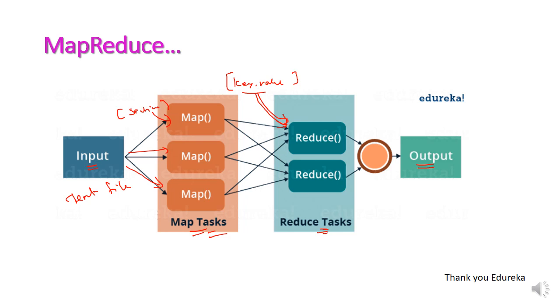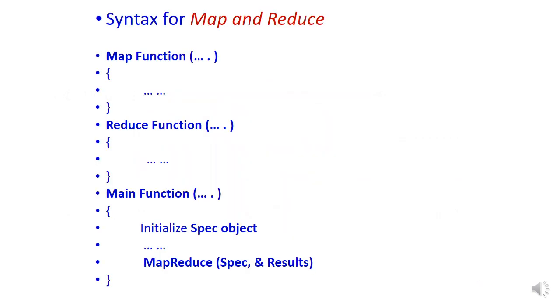So in MapReduce we are having the map task, and this is the syntax of MapReduce. First we are having the map function with its parameters. And we are having the reduce function. The reduce function also has its own parameters. And finally we are having the main function. In the main function we need to initialize the specific objectives and configure MapReduce with these objectives and the results. So this is the general syntax of MapReduce programming.